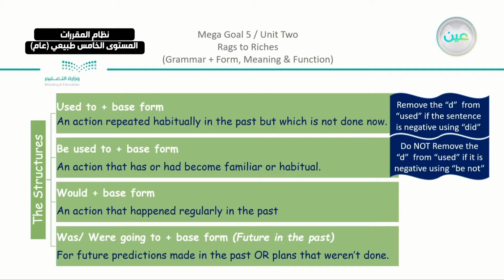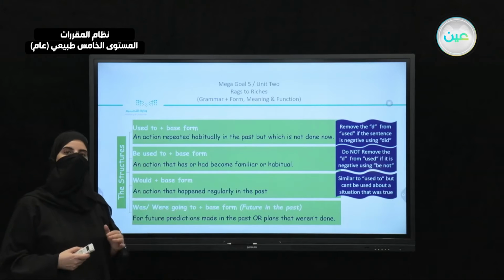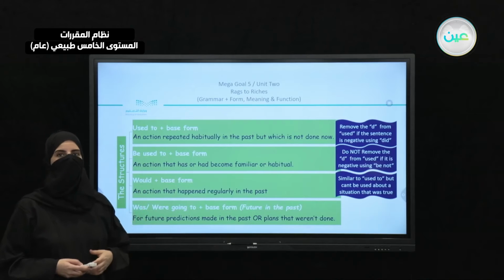We also have would plus the base form, an action that happened regularly in the past, which means that it is very close to used to, and they are very similar in meaning. And we have the last part, which is was or were going to plus the base form, which is about planning for the future but in the past. And note something very important: all of these rules take the base form.